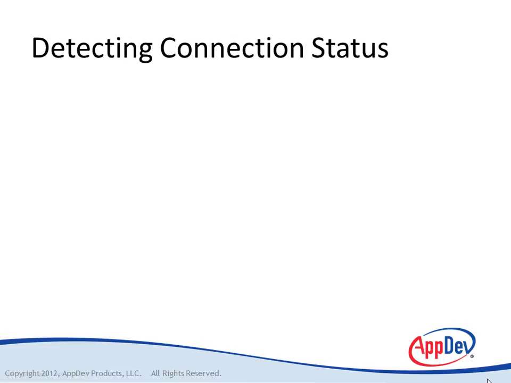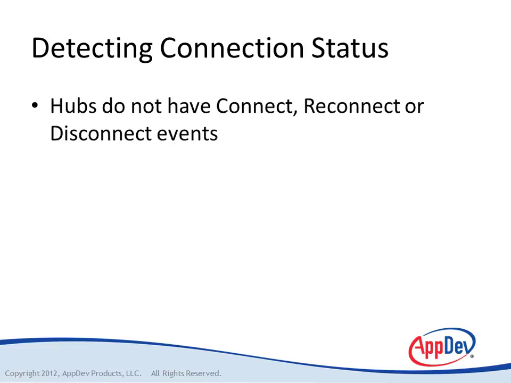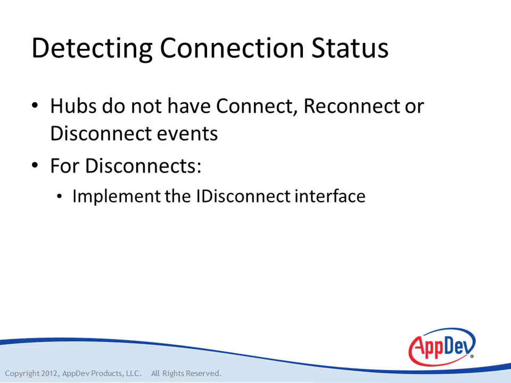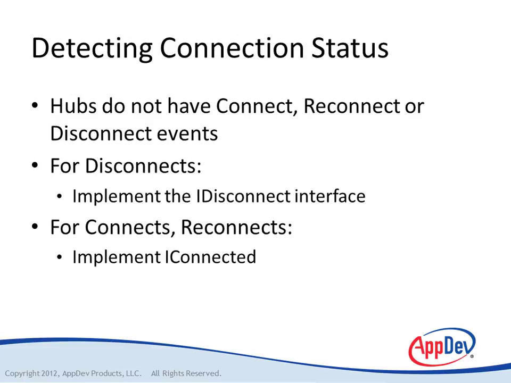Next, we're going to look at detecting connection status using the hubs. Unlike persistent connections, hubs don't have connect, reconnect, or disconnect events. To detect these, we have to use other methods. For disconnects, we need to implement the IDisconnect interface. For connects and reconnects, we have to implement the IConnected interface. This is just because the hubs do not know about reconnect, connect, or disconnect events, much like the persistent connections do. To see how this is done, let's look into Visual Studio.